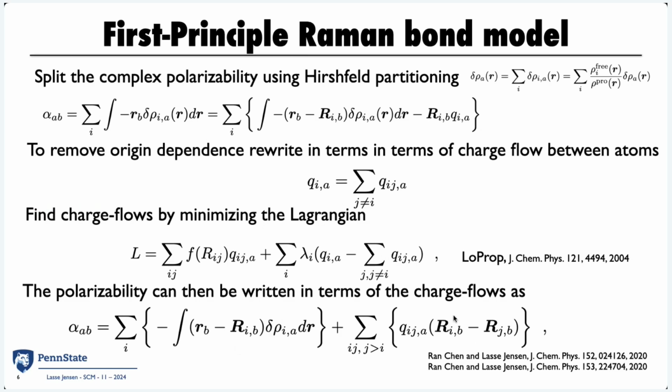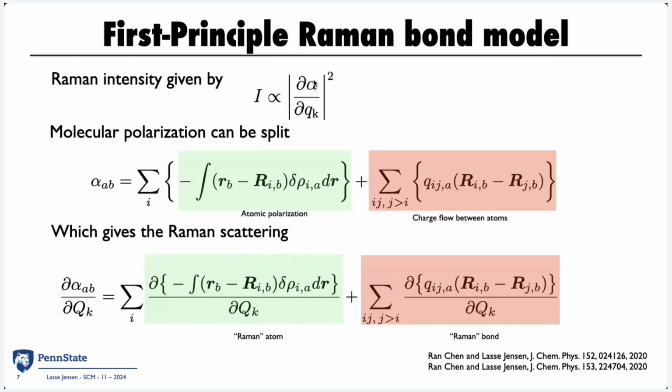So that allows us to give a partitioning of the polarizabilities into atomic terms and bond terms. Okay, that's origin dependent. We can now connect this with the Raman scattering, which is the change in the polarizability with respect to a normal mode Q_k here. So that allows us to take the polarizabilities, which is split into these atomic polarizations or oscillating dipoles, and then this charge flow between these two atoms. Okay? And we can split it into terms that we're going to call a Raman atom or Raman bond.